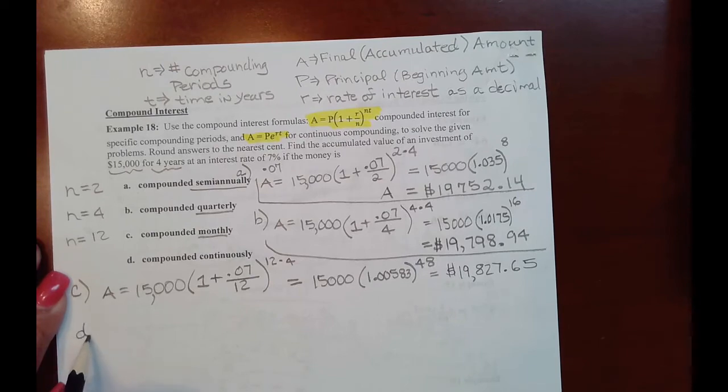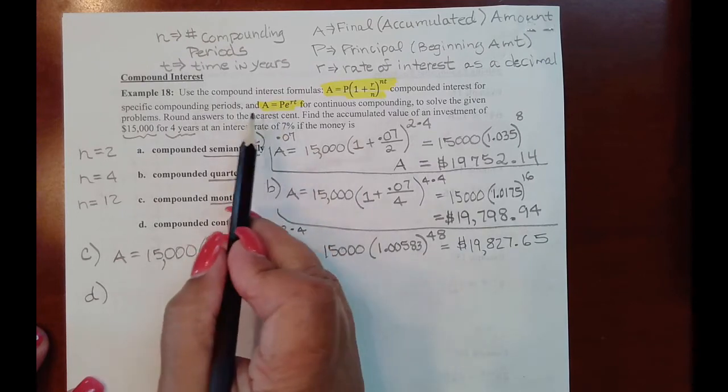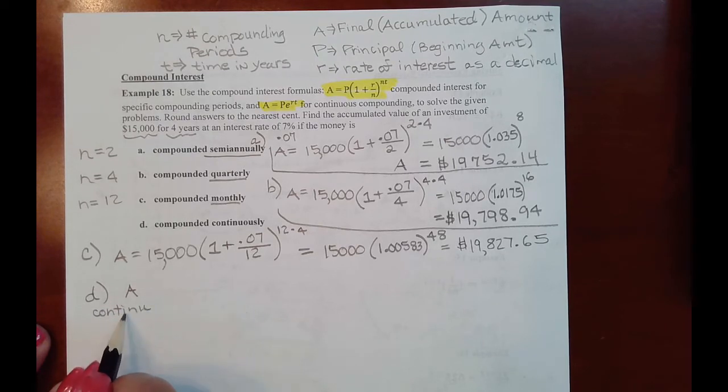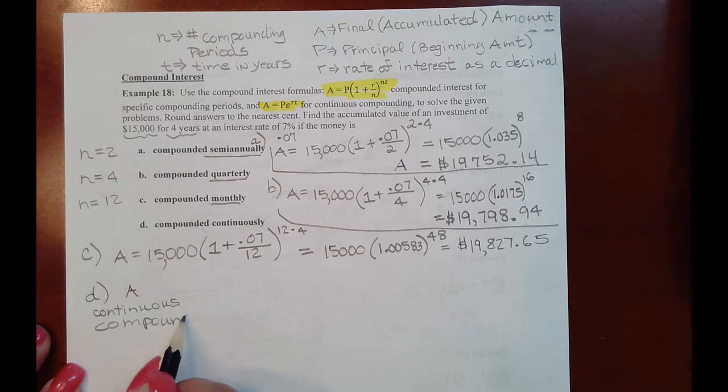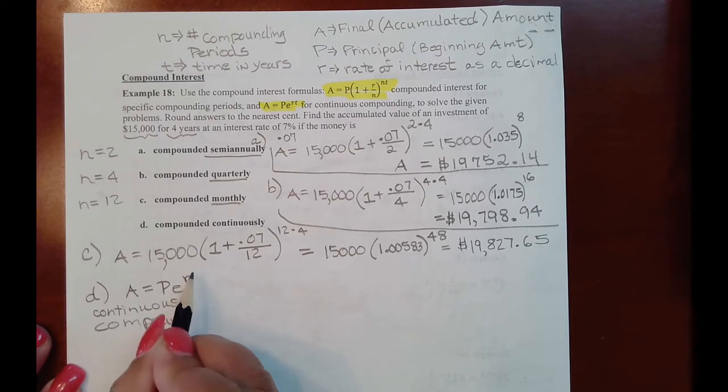Okay, finally moving to part D, where they're compounding continuously, so you really can't say how many compounding periods there are. You're just continuously earning interest, and therefore, since there is no specific number of compounding periods, you switch to a different formula that doesn't have N in it. So it's this formula whenever you're doing continuous compounding. And we switch to this formula.